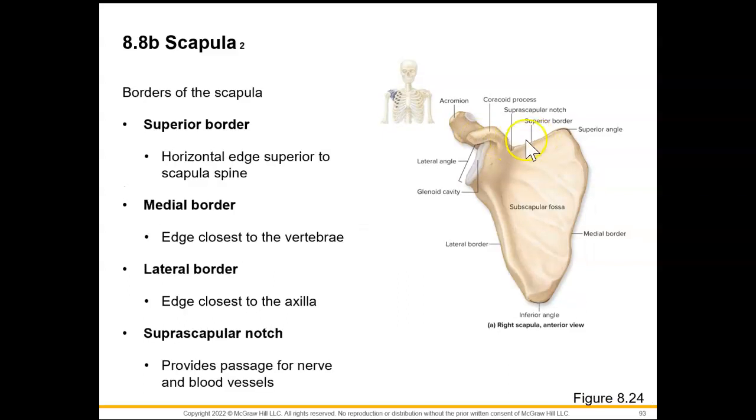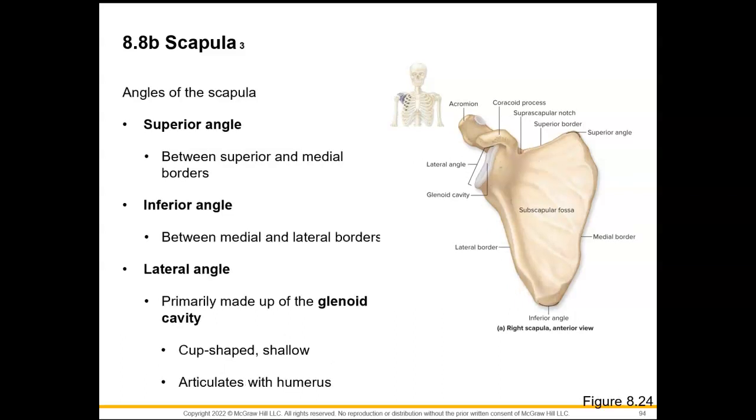Our superior border here is going to be a horizontal edge that is superior to the scapula spine. Our medial border, which is also called our vertebral border, is an edge closest to the vertebrae. And our lateral border is the edge closest to the axilla, so it is also called your axillary border. If you look just inferior to your coracoid process, you'll see this little divot in here, and this is called your suprascapular notch. This provides a passageway for a nerve and some blood vessels.